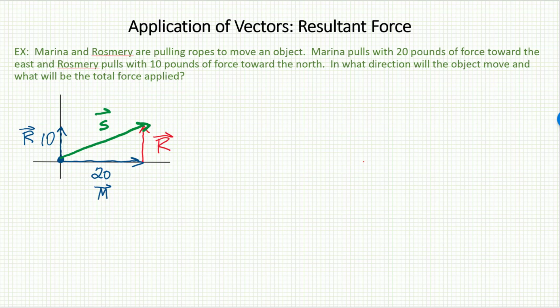The first question is, in what direction is this object going to go? We can answer that by finding this angle. I'll call it theta, but if I can find this angle, then I can describe the direction that this object is going to move. This should not be too difficult because we've formed here a very simple right triangle. And I know two of the sides. I know this is 20, and I know this one right here is 10. So I can easily set up, since this is a right triangle, a tangent relationship.